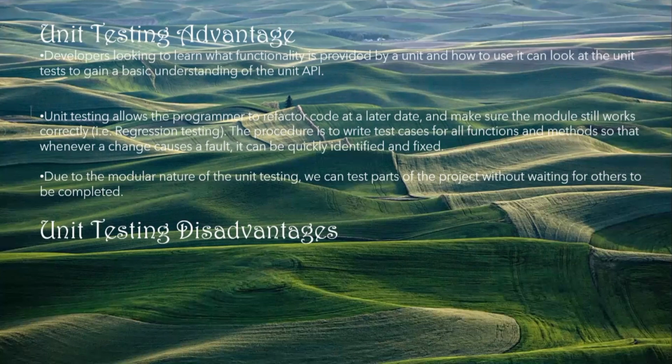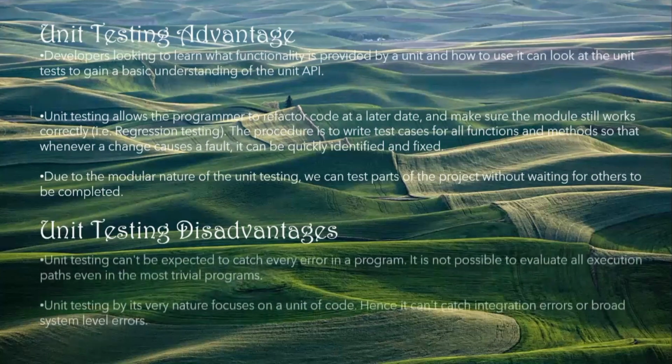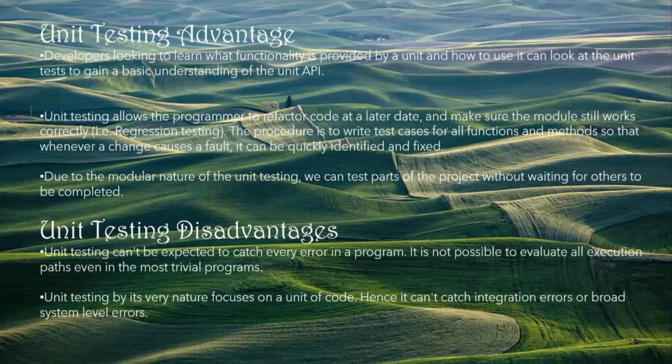And speaking about the disadvantages associated with unit testing. Unit testing can't be expected to catch every error in a program. As I explained before, guys, every inch of the bug is found by regression testing. Since unit testing is done by the developers, they only focus on the upper level of the bugs. They do not go over the internal bugs. The internal bugs can be found by regression testing. Regression testing will be uploaded very soon, friends, and please do make sure that you watch that video also. It is not possible to evaluate all execution paths, even in the most trivial programs.